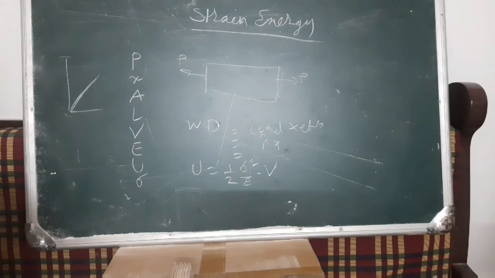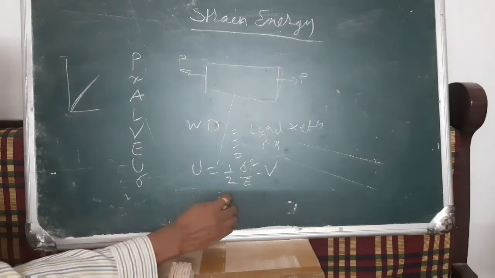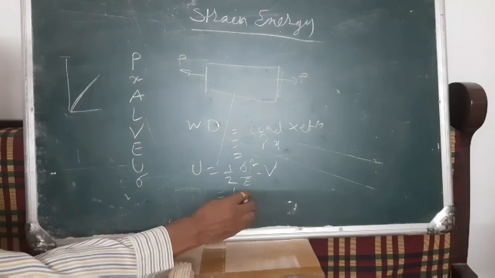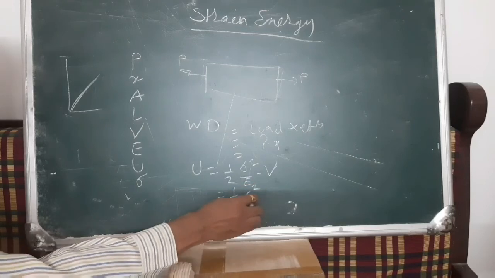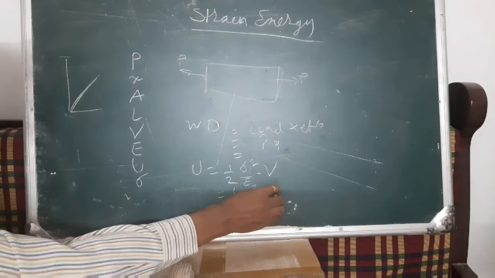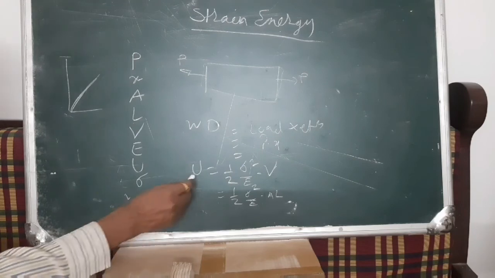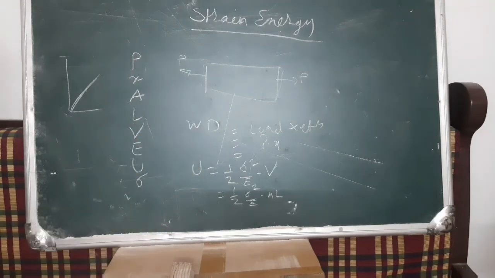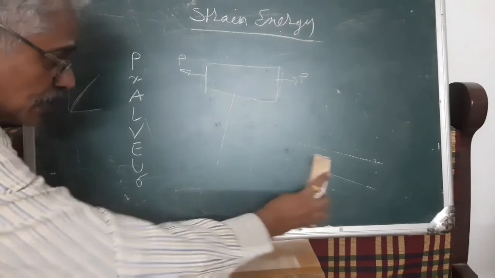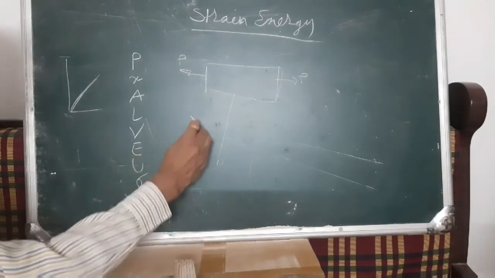Now in this case, again we will go for differentiation: 1 upon 2 sigma square E into A into L. Now equating the strain energy equation in the body to the work done. So in this case we are equating the strain energy equation to the work done. So when we go for that, we can say work done is equal to U.